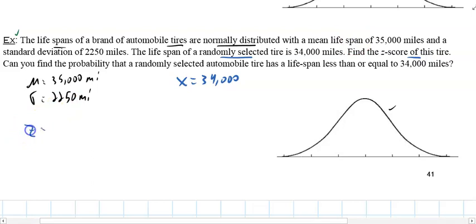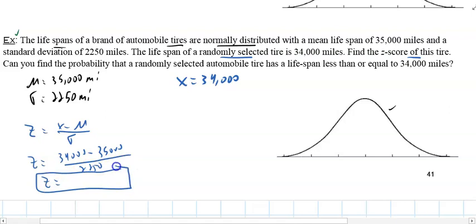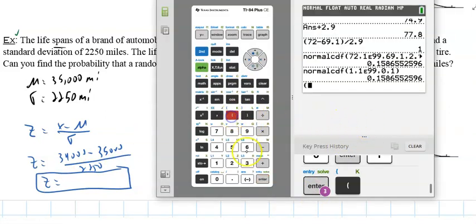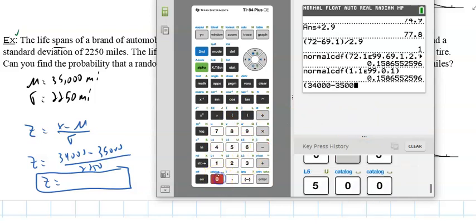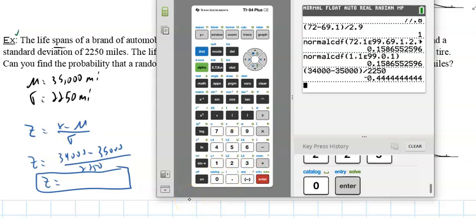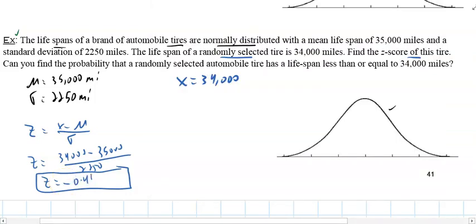So first they're asking specifically z, x minus the average divided by standard deviation. The z-score is 34,000 minus 35,000 divided by 2,250. And this tells me how many standard deviations this is below the mean. I'll get to my calculator, parentheses, 34,000 minus 35,000. Of course that's 1,000, but let the calculator do the job. That is negative 0.44. That's within one standard deviation. That's not varying by much.